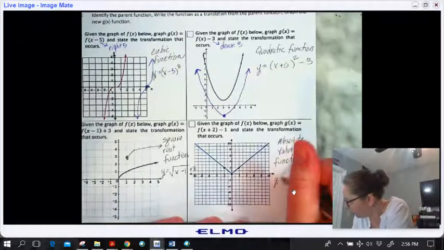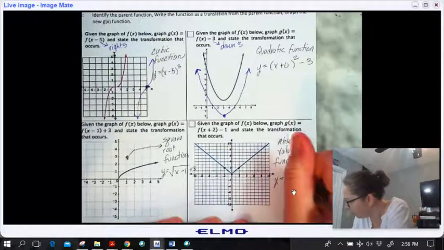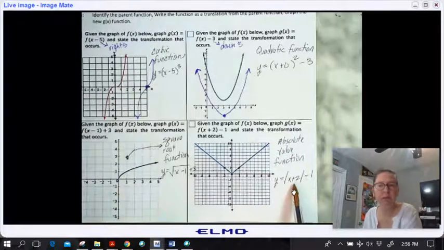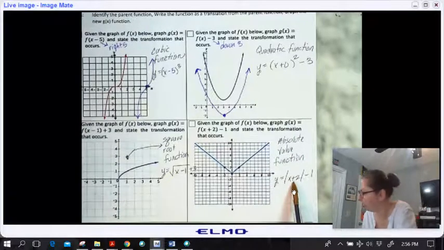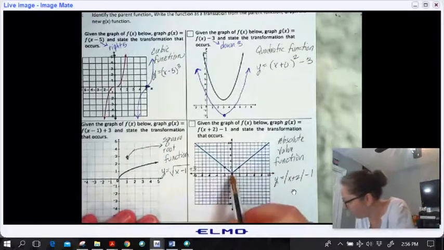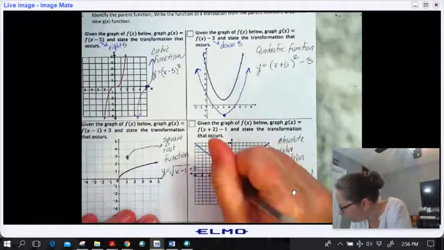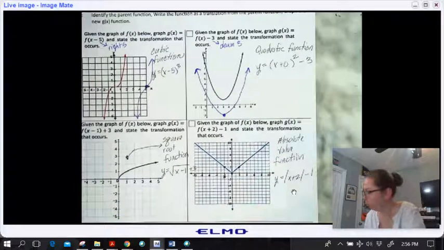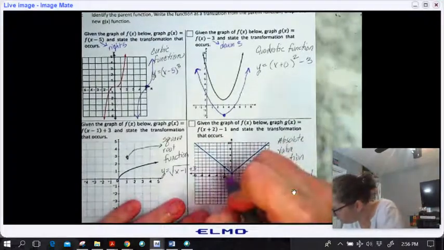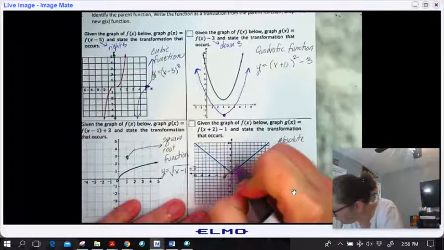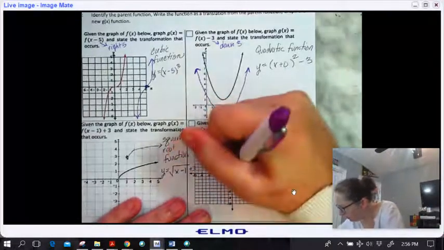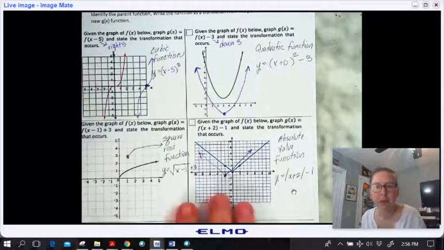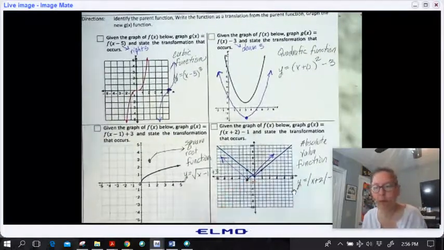So y equals the absolute value of x plus 2, minus 1. So what that means is that the vertex of this function is going to go left 2 and down 1. Left 2 and down 1. And then I would just do my V. I'm no good at these straight lines. Okay, and so that is what we end up with.